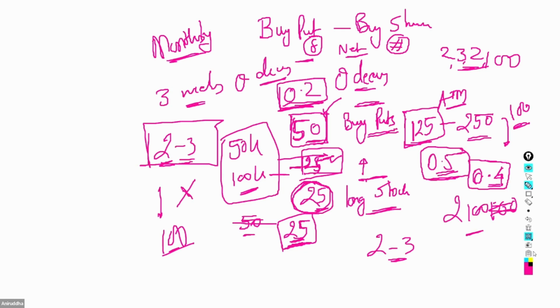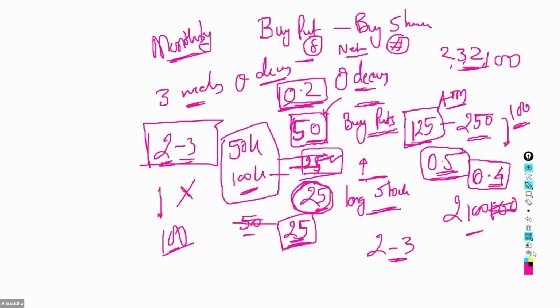So what is happening here is that you are hedging. You have bought 50 stocks in the form of puts, you have paid some premium for it, and then you have bought 25 long stock. Net short position is 25, which you can easily hold on for 2 to 3 days. You can hold on for more also, but 2 to 3 days you can hold on for.